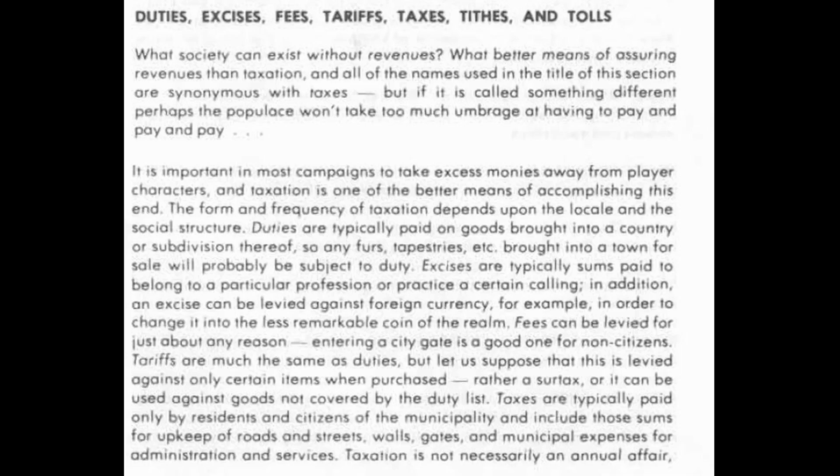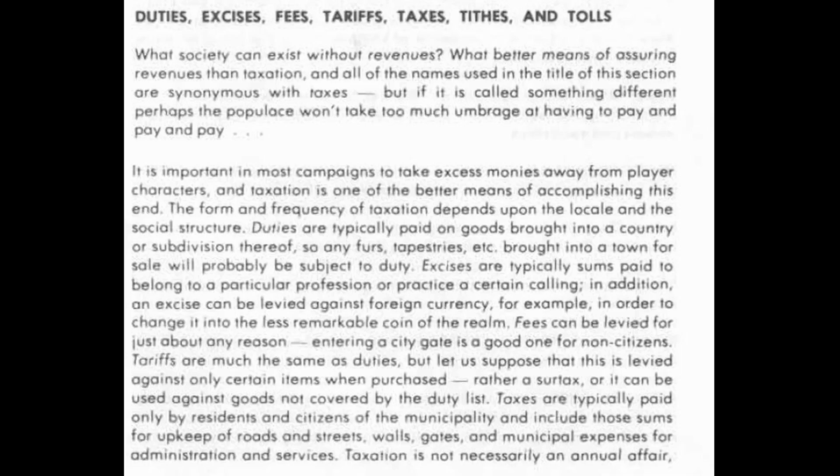Taxes in D&D, though. What better means of assuring revenues than taxation? And all of the names used in the title of this section are synonymous with taxes, in one form or another. But if it is called something different, perhaps the populace won't take too much umbrage at having to pay and pay and pay. So I sensed that Gary had an opinion about taxation, and we won't go into real world situations because I don't have anything to quote from him on that.